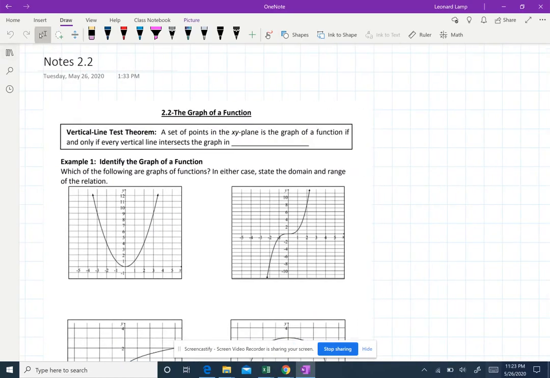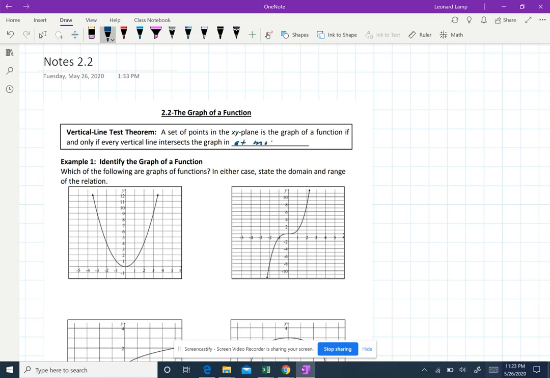So how do you know something's a function? By looking at the graph. And the rule is that we use the vertical line test to determine whether a graph is a function. So the vertical line test states this: a set of points in the xy plane is the graph of a function if and only if every vertical line intersects the graph in at most one point.